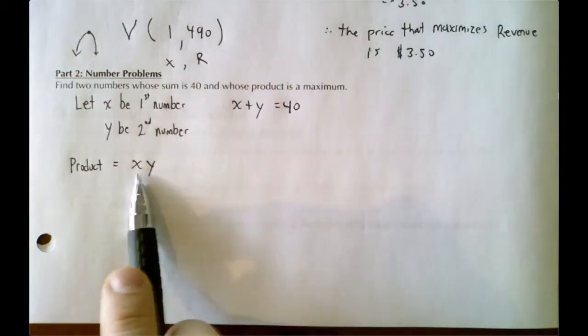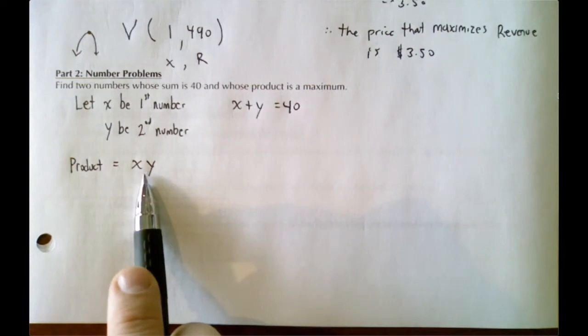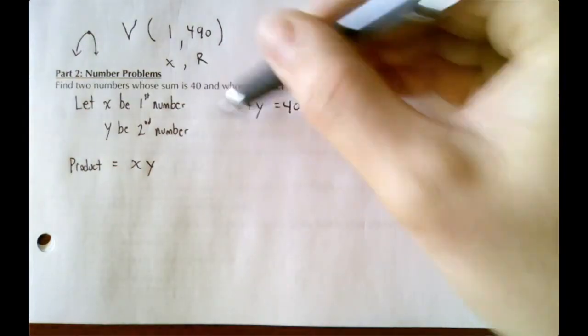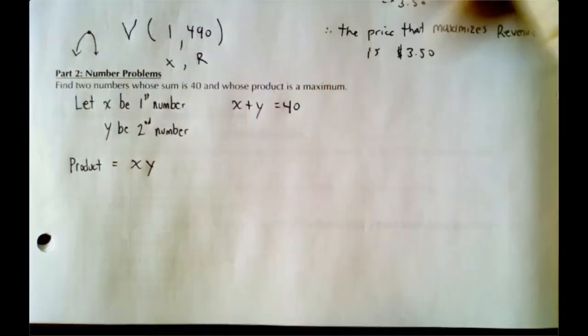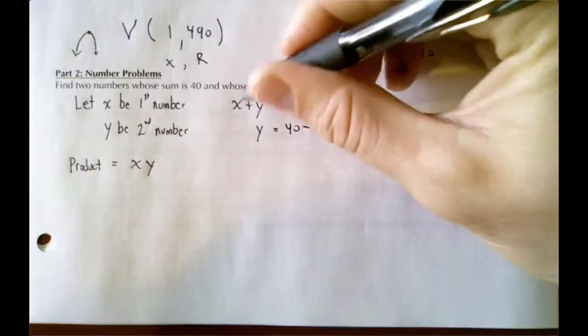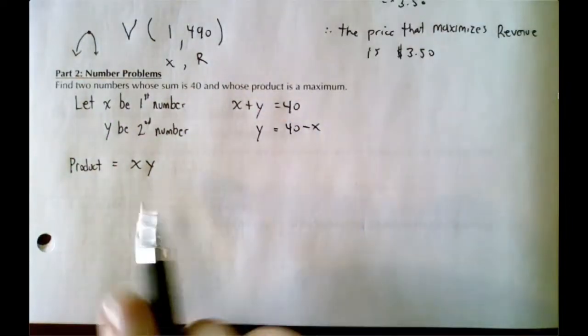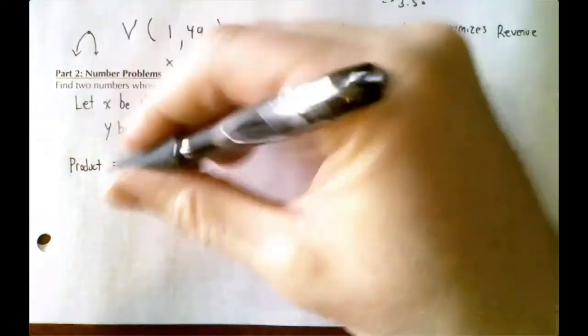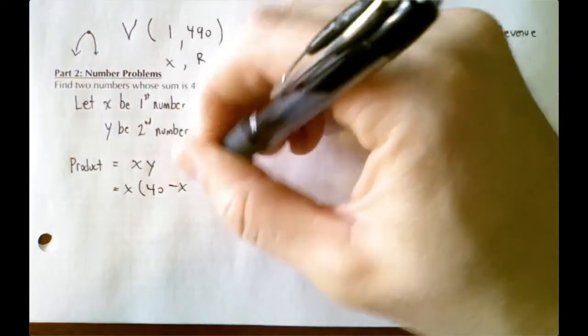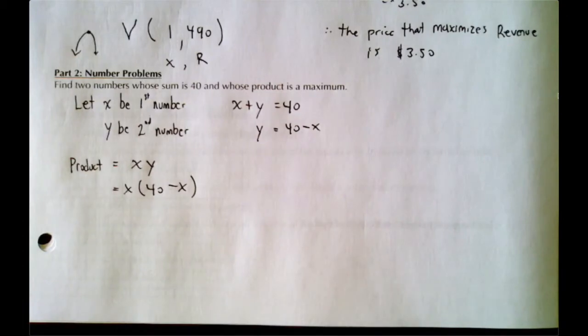Now we can't complete the square on this because it isn't something that has just one variable. It has two variables. But we can use this piece of information to replace one of these letters. So let's isolate for y by moving x to the other side, and now we can replace y with 40 minus x. And now we have a quadratic in factored form.